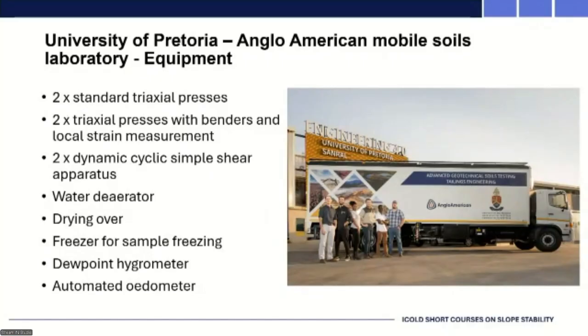There's an aircon system to maintain constant temperature, and security and tracking and lighting systems and the rest that we need in this country. And then the equipment that we've got inside is 2 standard triaxials, then also 2 triaxials with bender elements and local strain measurement. And then we are fortunate to have 2 dynamic cyclic simple shear apparatus. All the equipment that I mentioned from GDS, and then there's your standard deaerator, drying ovens, a freezer so that you could do sample freezing. And we also have a dew point hygrometer and an automated odometer available that we don't always keep in the lab, but which we can place there.